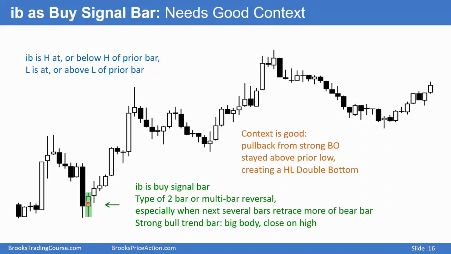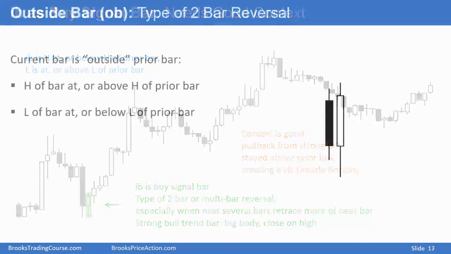We have a bear breakout that is failing. Instead of a big bear bar, for the next bar, we have a bull bar closing on its high. This is a buy setup. It's a type of double bottom and slightly higher low, which makes it an even higher probability buy setup.